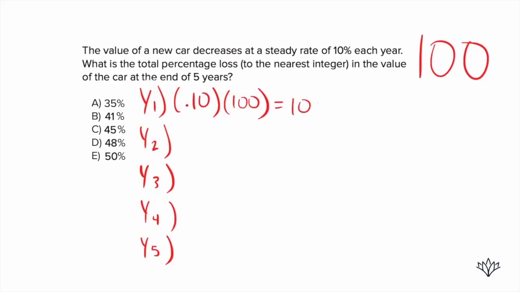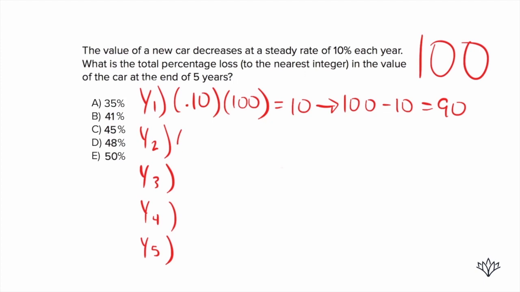So what do we have here? 10. That's how much the loss is going to be. So what do we do? We subtract 10. And so what do we know at the end of 1 year? It's 100 minus 10, which is 90. Now, what's happening again? We lose another 10%. So now we have to do 10% of 90. Now remember, this percentage, to turn it into a decimal, we move 2 places to the left. So we have 0.10. Of means multiply, 90. And what do we have here? 9. And what's happening? Again, this is a decrease. So what do we do? 90 minus 9, which gives us what?